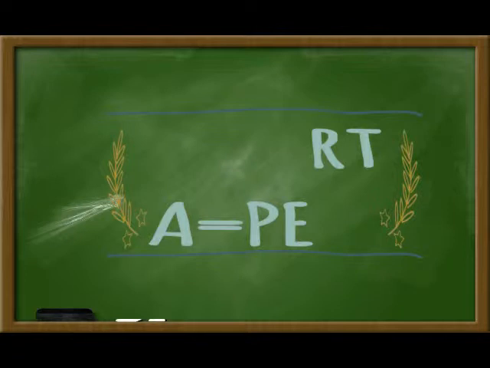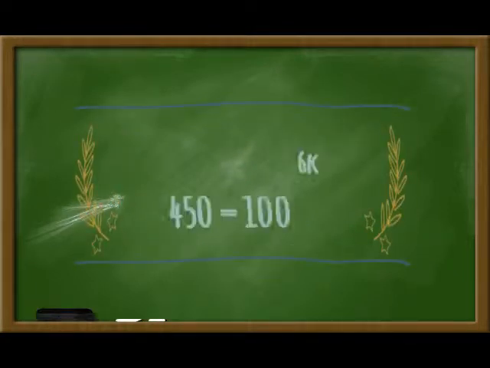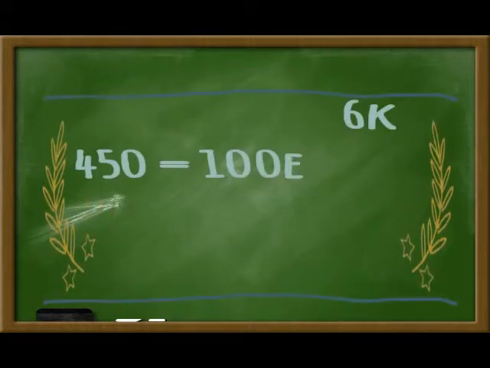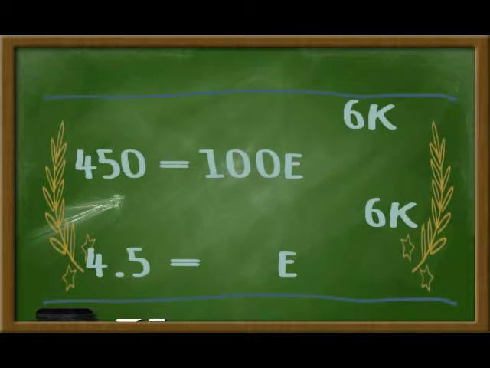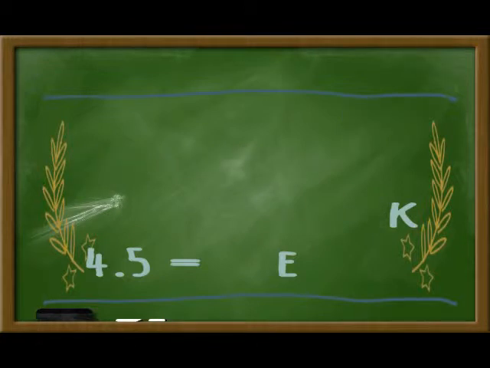Here, we have the growth formula with the variables still intact. This is our growth formula with the variables being replaced with the known values. From here, we divide both sides by 100, so we cancel out the 100 on the right side, and the 450 from the left side becomes 4.5.